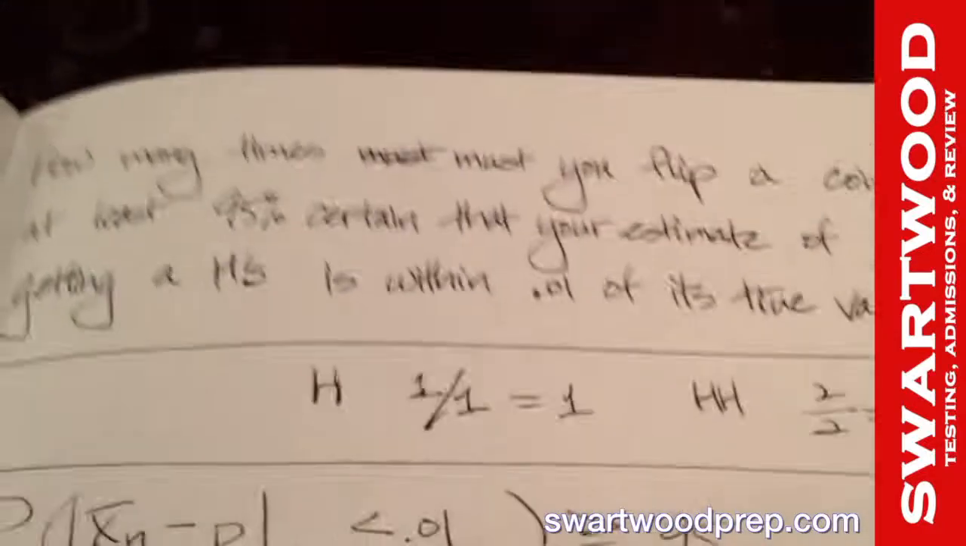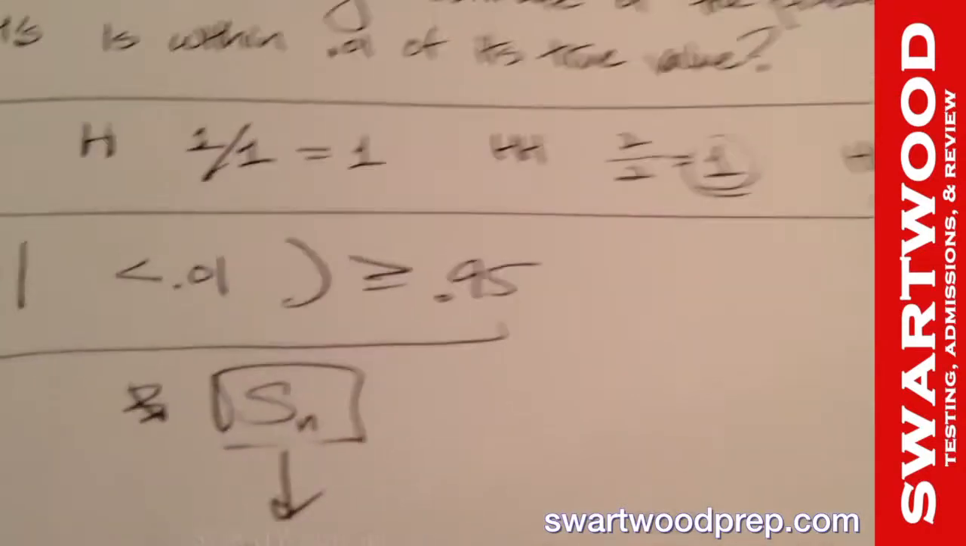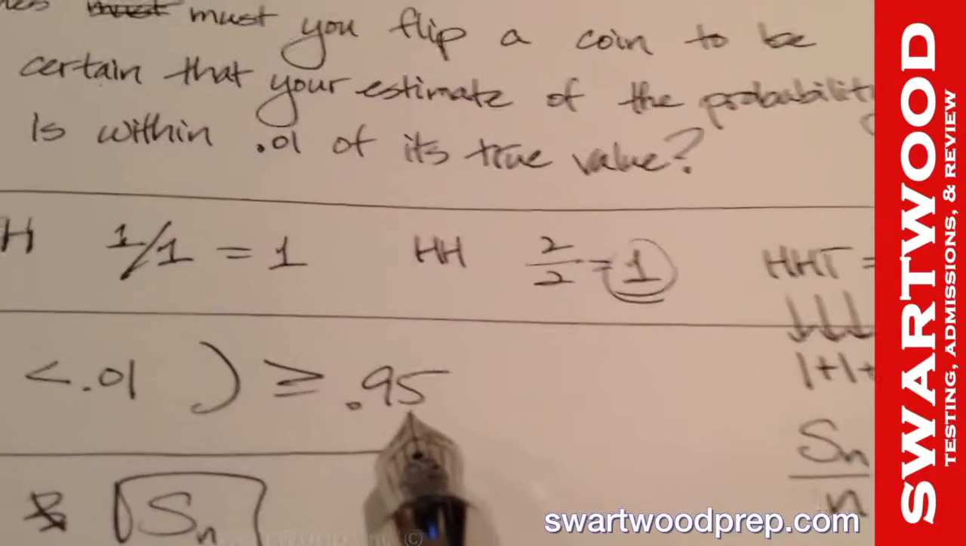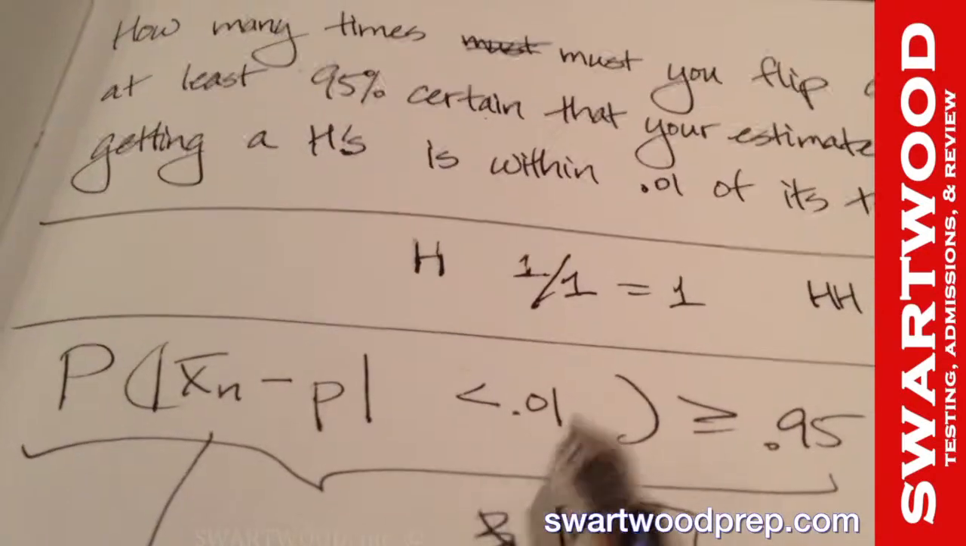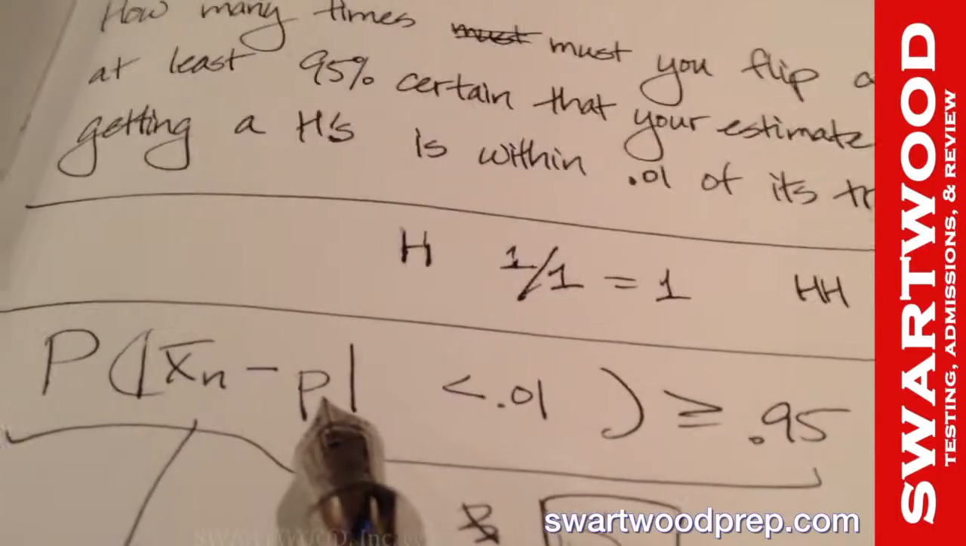Okay. Now let's go back. Let's translate this into symbols. So you want us to be at least 95% certain. So at least 95% certain is a probability, right? So this probability, so 95% or greater. Probability of what? That your estimate is within 0.01 of the true value, which we'll call p. Absolute values, because I don't care if you're above or below, I just care that you're within the range.